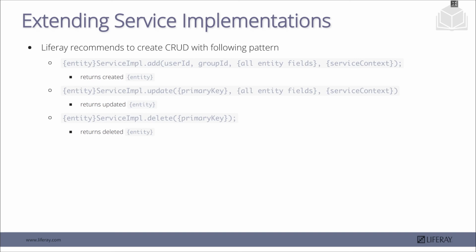In this example, we can see with the add or create, we want to pass a number of different parameters. So the user ID, the person who's creating it, the group ID, right? This is the ID number of the site, all of the fields that we are working with for that specific entity, and then this service context object. When we are updating, we want to pass the primary key, all of the entity fields of our entity or model object, and then our service context as well. And then finally, when we delete our entity, we just need to pass the primary key.